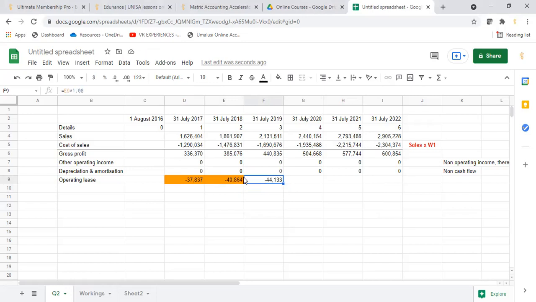But this increase is still below market. So we just divide it by 80%. We're going to say divide by 0.8, because remember, it is 20% below market value. So that means this number is equal to 80% of market value. To gross it up to 100%, we just divide by 0.8. So that's very, very important to take note of.